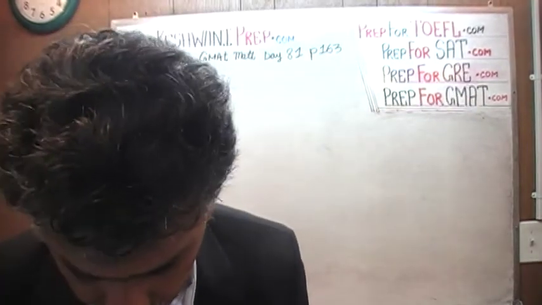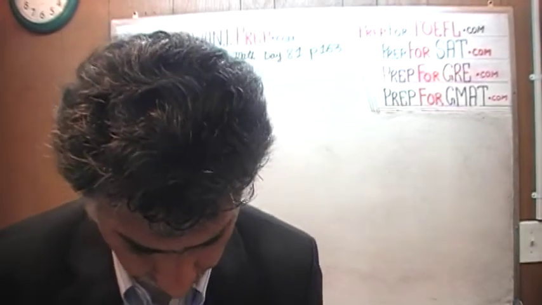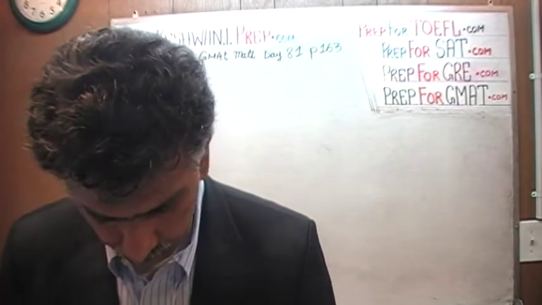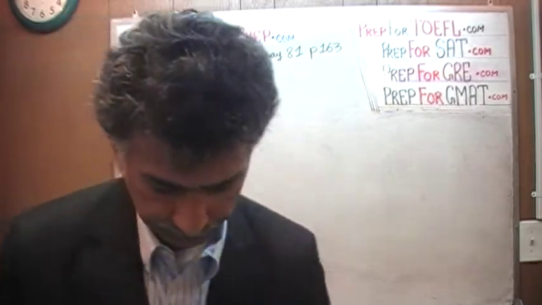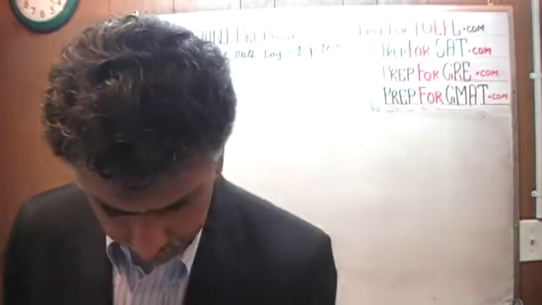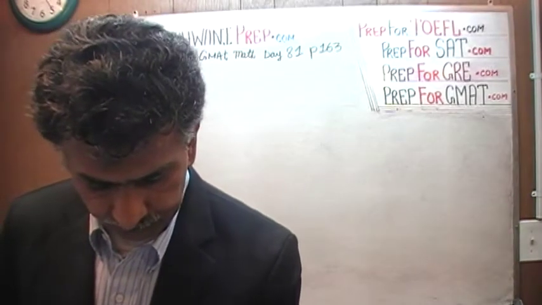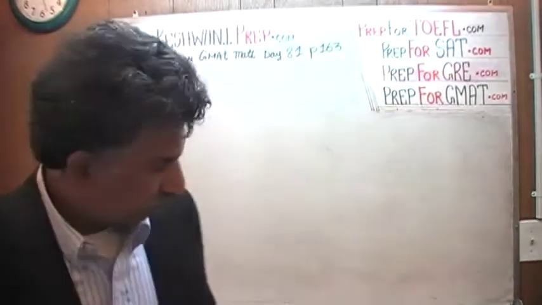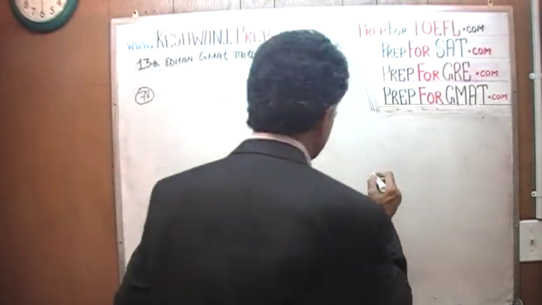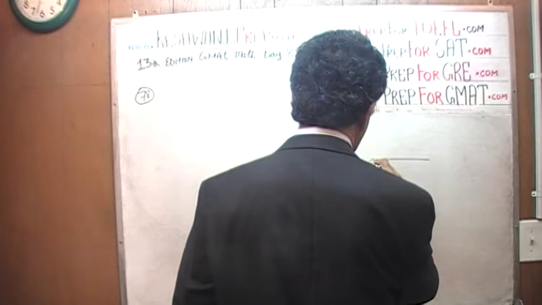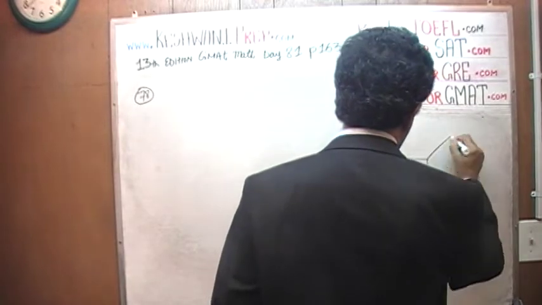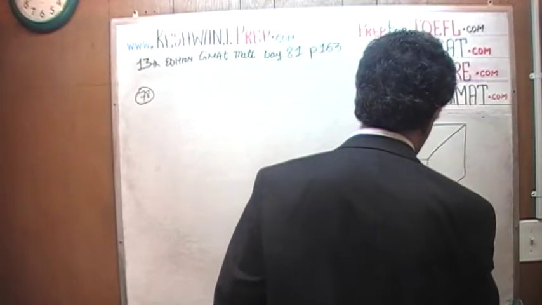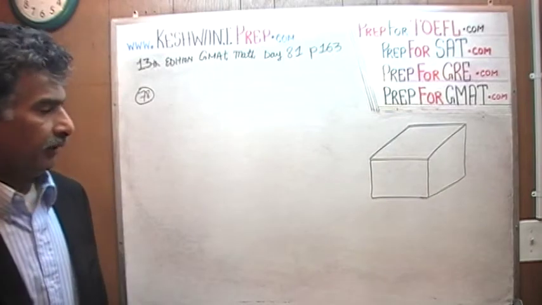The problem that we are about to solve is the one that you will find on page number 163. Page 163, problem number 78. Let's take a look at it. It says in a rectangular box, three sides are shown, and they give us the area of those three sides. So let's draw the rectangular box. Something to this effect. And they're showing us three sides.